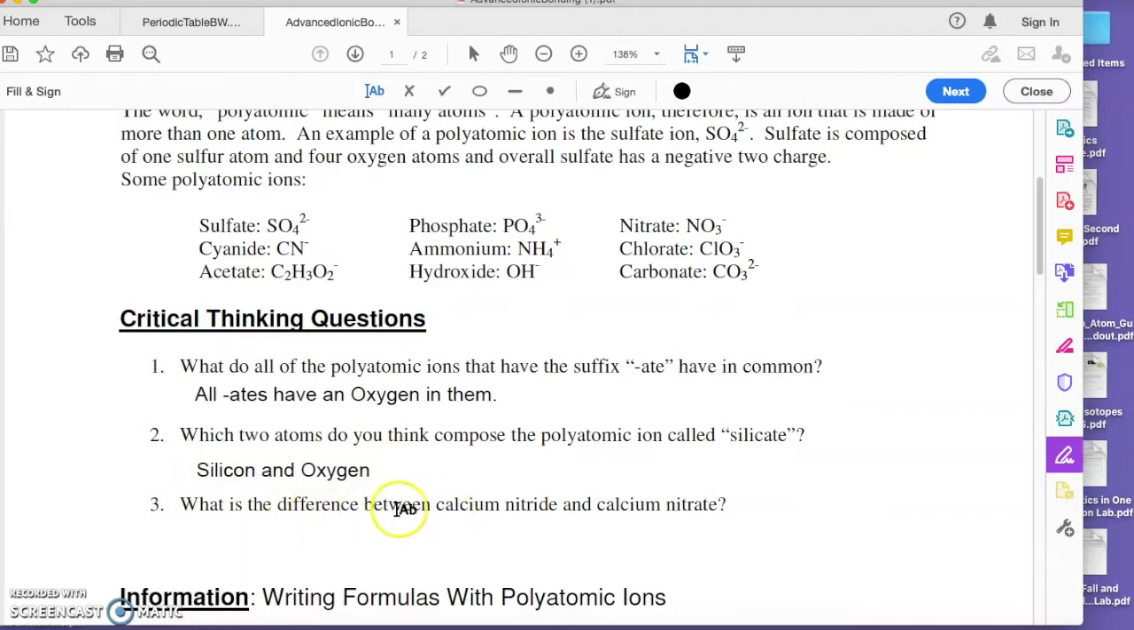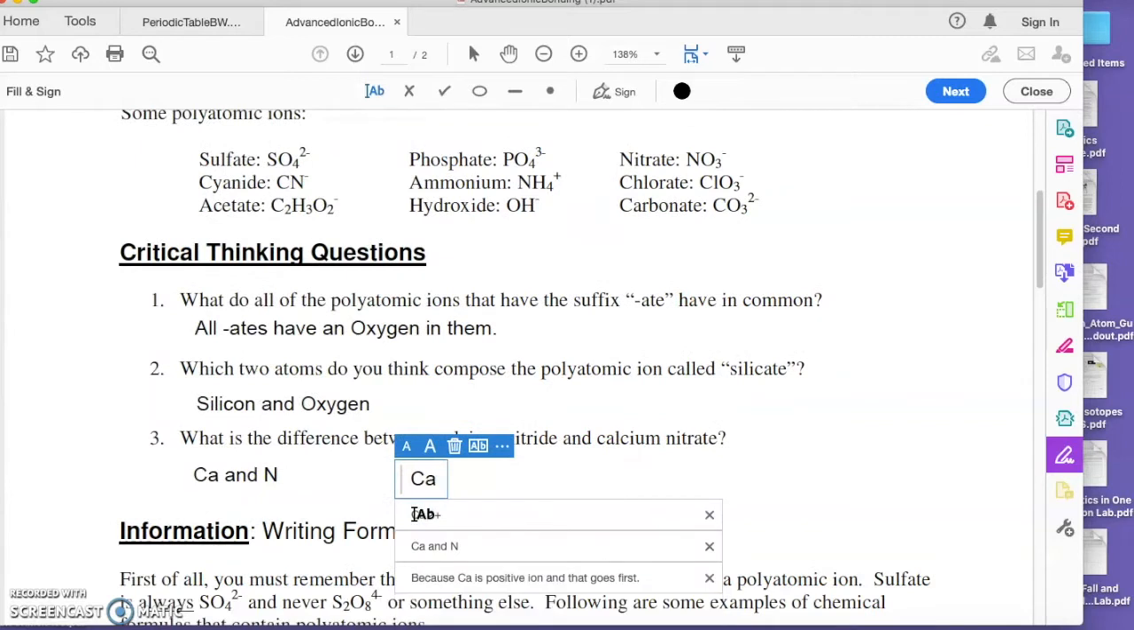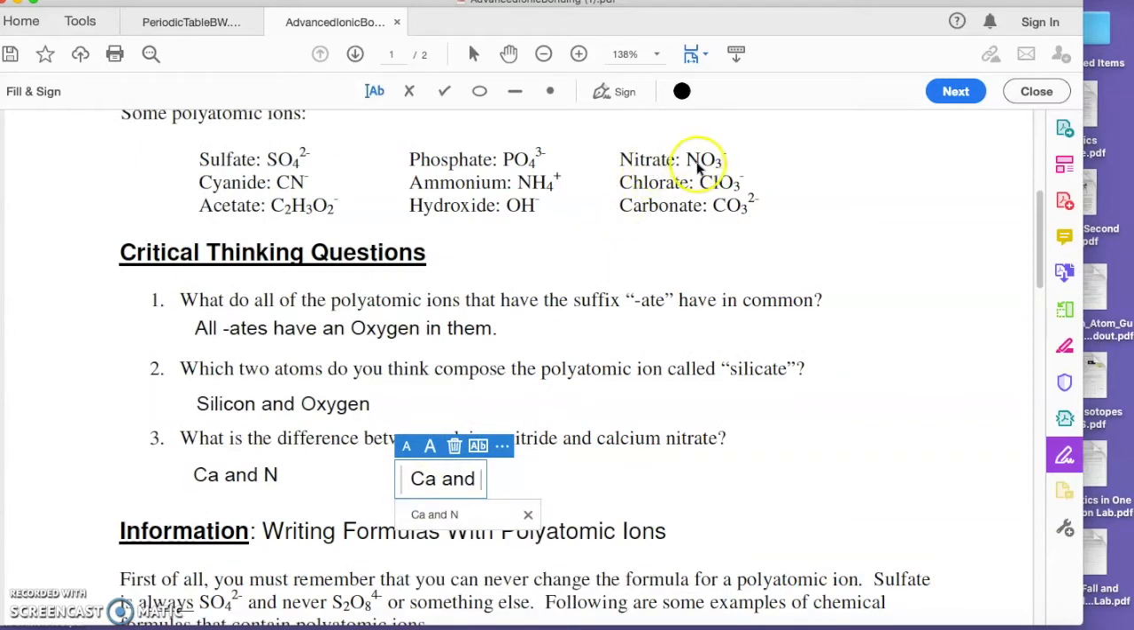So what's the difference between calcium nitride and calcium nitrate? Well, calcium nitride is Ca and N, right? It's calcium and nitrogen. Calcium nitrate is Ca and nitrate, which you look up here, is NO3, okay? So the difference is that one is monatomic, right? Simple. And the other has a polyatomic ion, so the "ate". So nitride, nitrate, two entirely different things. Have to learn those.